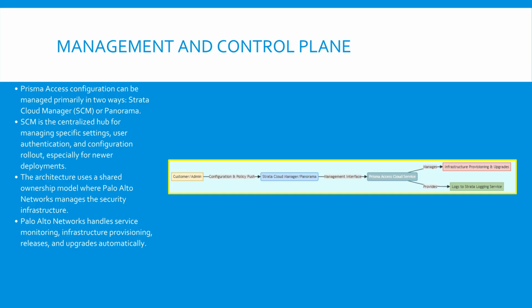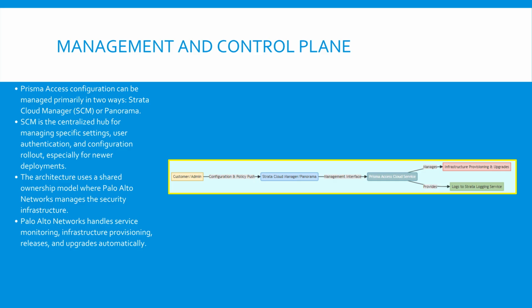Your responsibility as the customer involves onboarding your specific locations and users, defining and pushing your security policies, and performing necessary log analysis and reporting. SCM is especially important because it centralizes settings like user authentication and agent configurations. What did we learn? Prisma Access operates on a shared responsibility model, managed via Panorama or the centralized Strata Cloud Manager.